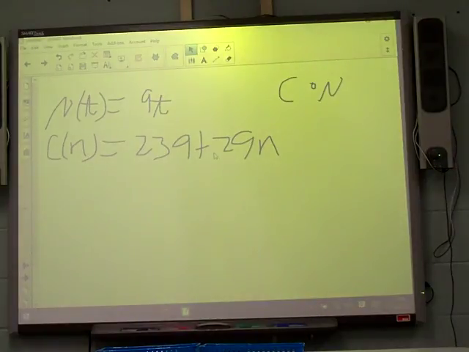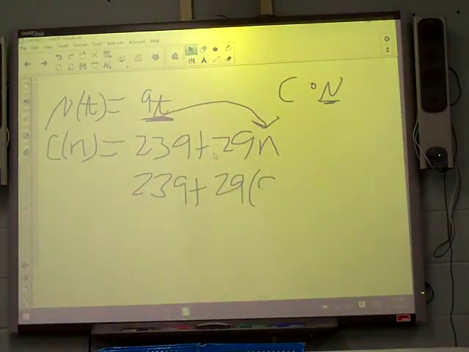So that means we're going to take this n function, and we're going to substitute it into the C function. Okay, that part's easy. That gets us 239 plus 29 times 9t. And then you can look at the choices and figure out that 29 times 9 is probably 261, just by looking at the choices, right? Because they all got that.